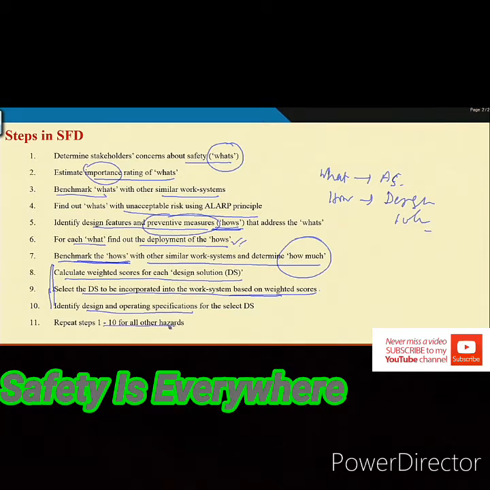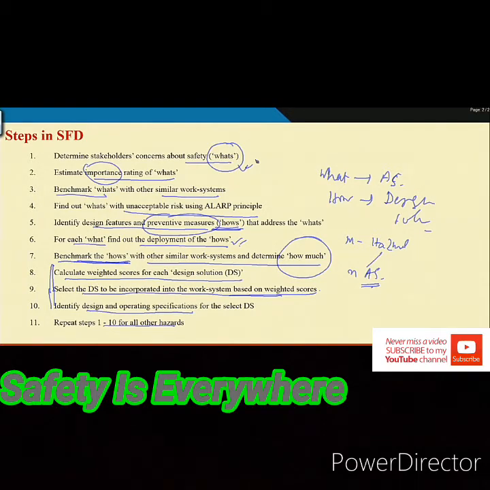Okay, so let me repeat again. Suppose you have m number of hazards. These m hazards may lead to n number of accident scenarios. The accident scenario is the concern for all the stakeholders. The worker will not want a fire, the supervisor will not want this, management will not want this. There should not be an explosion, there should not be a fall from height. So these are all accident scenarios and concerns.